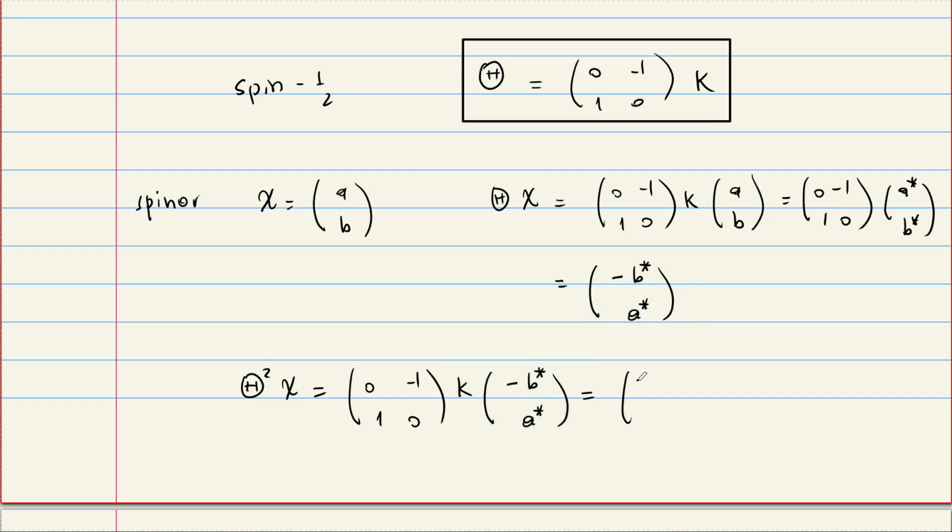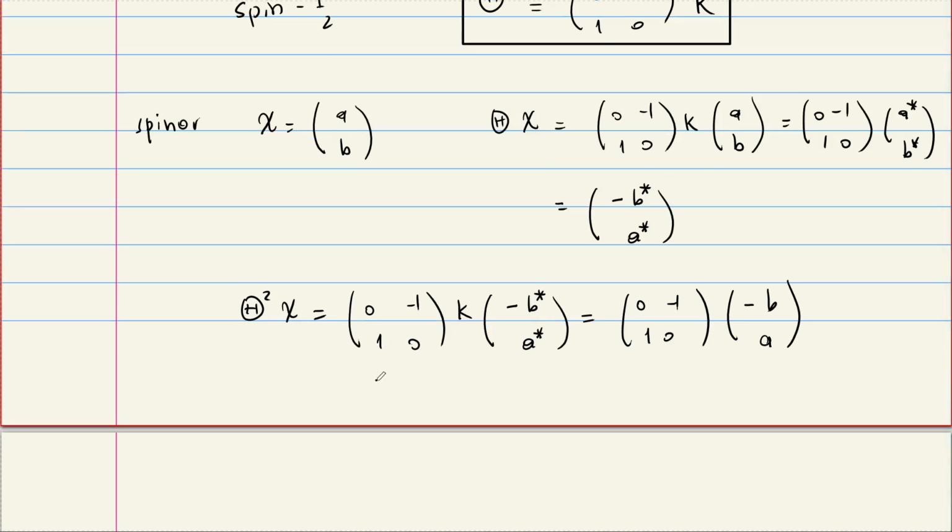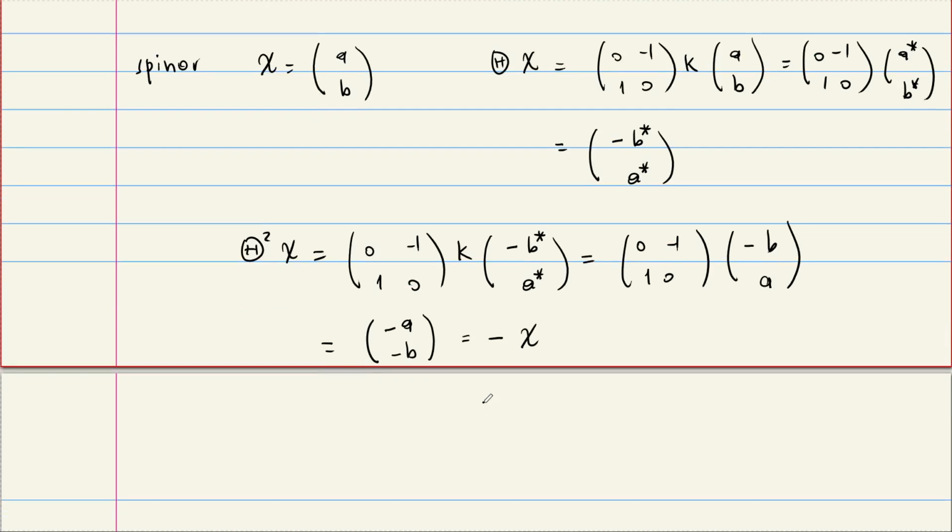And this is going to be [0, -1; 1, 0] times complex conjugation. Minus b star, star is b, a star, star is a. And if I do the multiplication, what I find is minus a, minus b, which is minus chi. Right? So if I do the time reversal twice on a spin one-half, I don't get back to the state, I get back to minus 1 times the state.